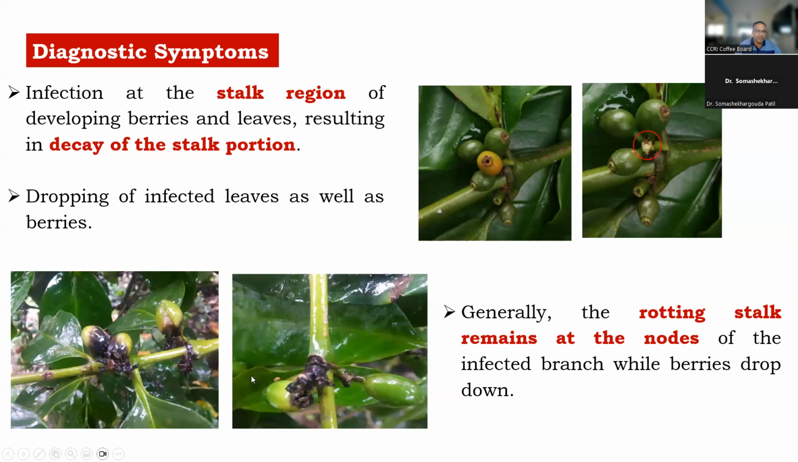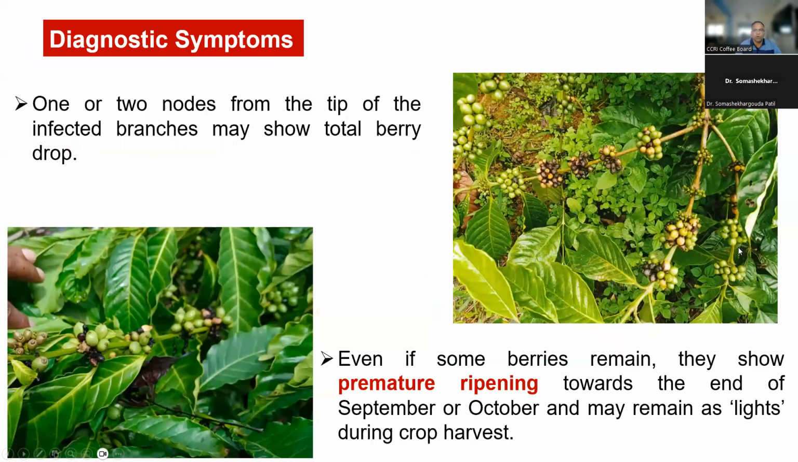But in severe conditions, almost all the fruit berries of the nodes are infected like this. They look like black berries or black grapes.